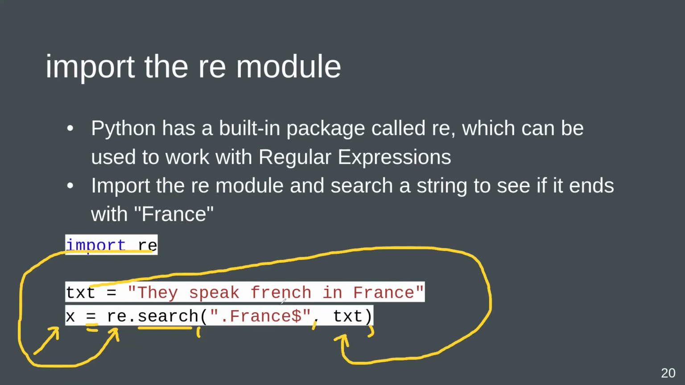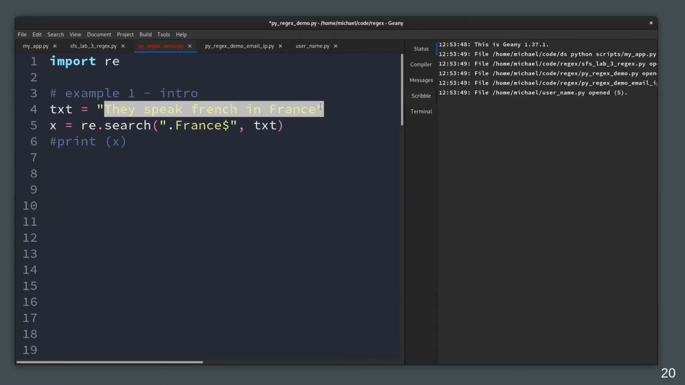Okay, and the search we want to make is in these quotes here. We want to say this dollar means the end. So we want to say any characters and then France is the end. Ends with France is what that means, and that's how we have a match. They speak French in France is our test string.